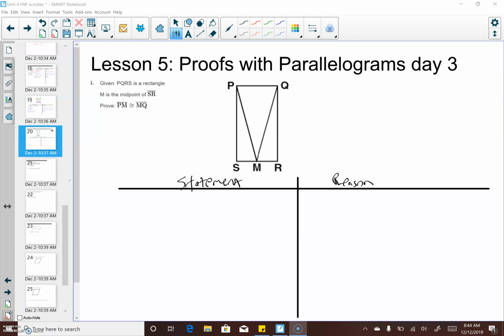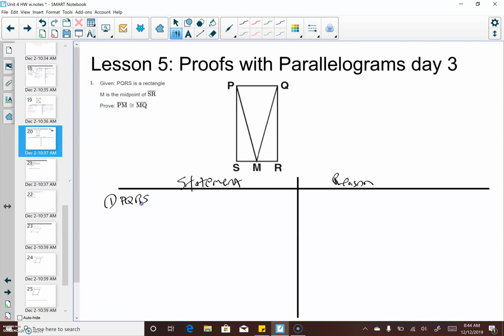For lesson 5's homework, we're going to start to finish up a little bit with our proofs of parallelograms and our rectangles, rhombus, and squares, and so on. So this one says, given PQRS is a rectangle and M is the midpoint of SR, we want to prove that PM is congruent to MQ. So as I look at that, I think I'm probably going to end up proving that these two triangles are congruent. But just like all of our proofs, we'll start with our pattern of going with our givens.